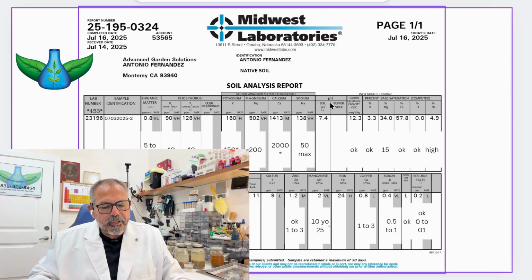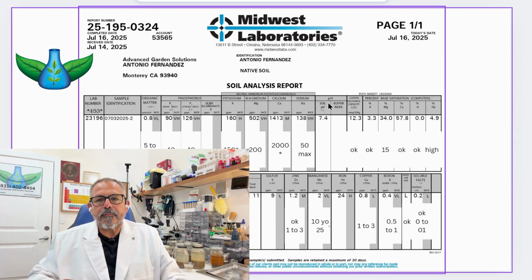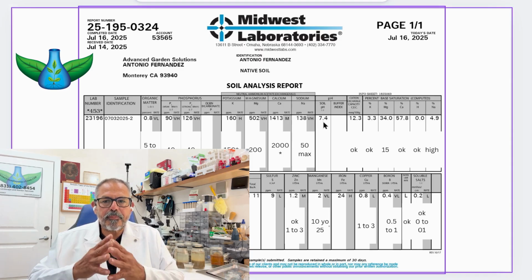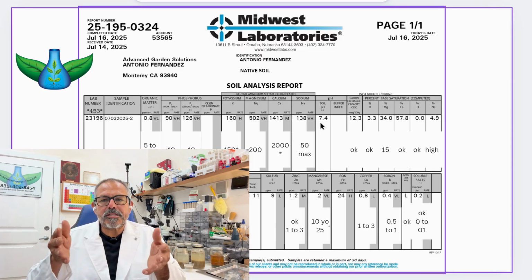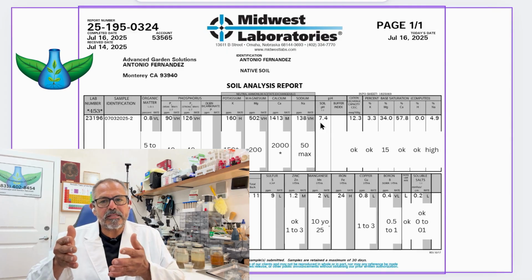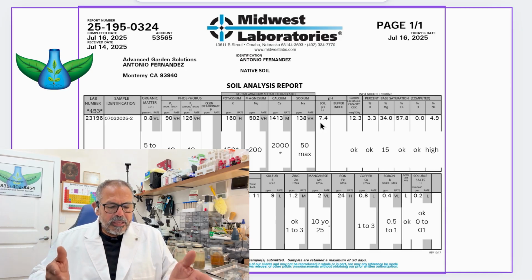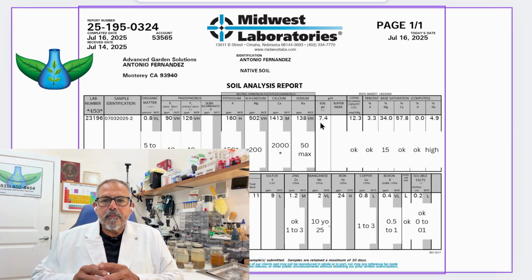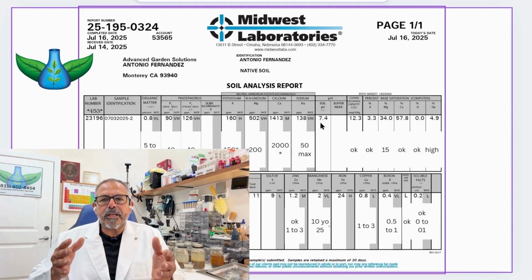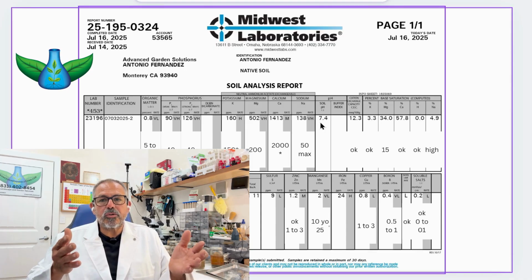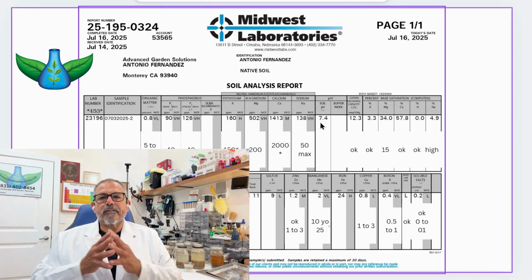When we look at the soil pH, or potential hydrogen, we can see that it's at 7.4. A pH of 7.4 means the soil is alkaline. As we can see, it's fairly alkaline, and plants tend to struggle in alkaline soils because many nutrients become locked out and unavailable to them. So plants cannot absorb those nutrients.